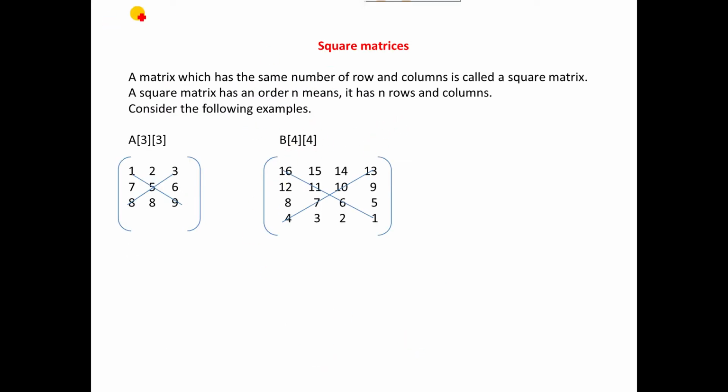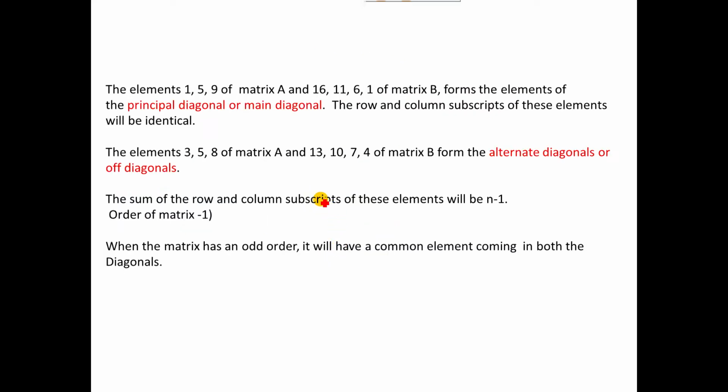Square matrices. A matrix which has the same number of rows and columns is called a square matrix. It has the order n, which means the rows and columns are the same. This is an example of a square matrix where the number of rows and number of columns are the same. Here this is the main diagonal and this is the off diagonal. So main diagonal, off diagonal of a square matrix.